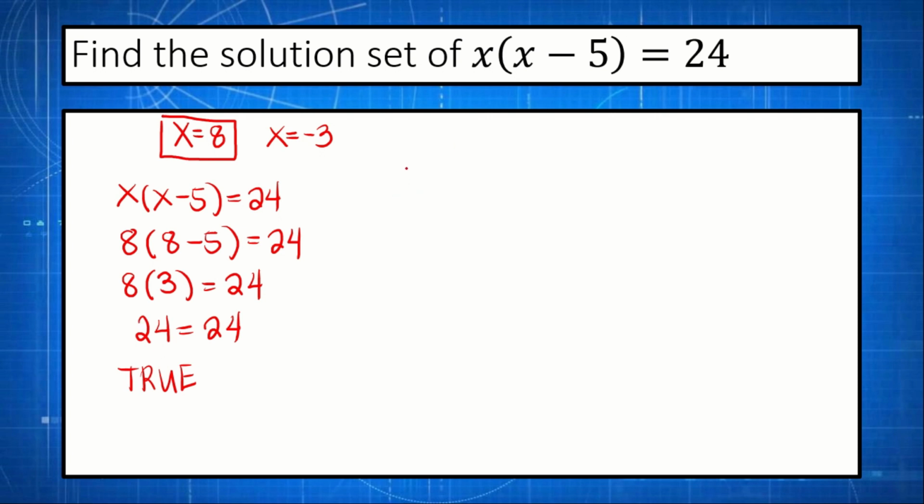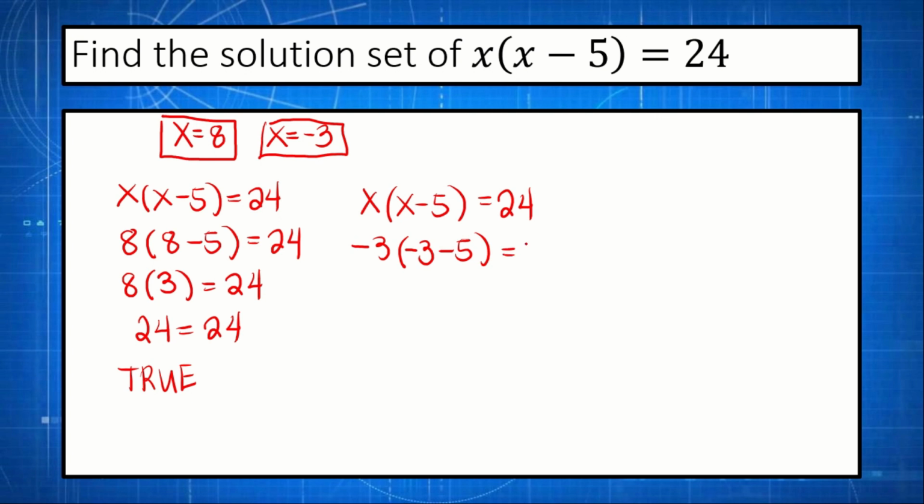Next is we're going to use x is equal to negative 3. So we have x multiplied to x minus 5 is equal to 24. We have negative 3 multiplied to negative 3 minus 5 is equal to 24. So we have negative 3 multiplied to negative 8 is equal to 24. So negative 3 times negative 8, that is equal to positive 24, is equal to 24, which is also true.